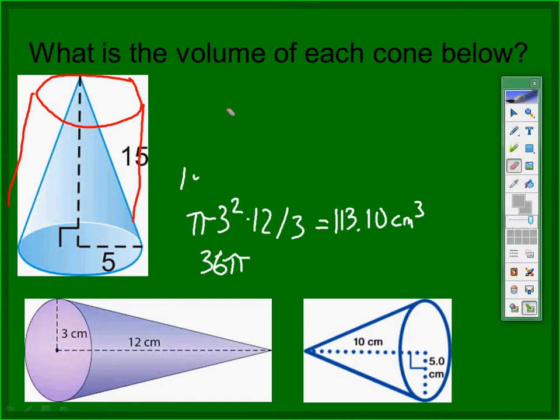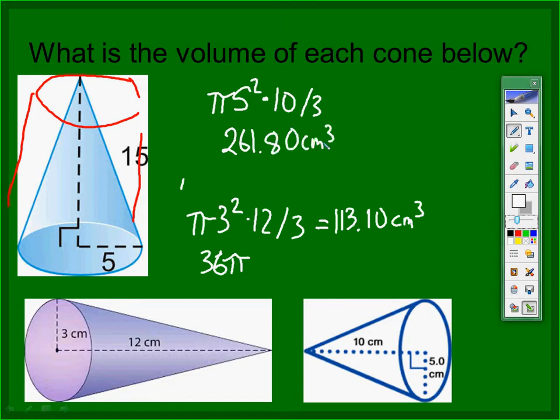And my third example on this page, down here, pi times 5 squared, that's my radius. That gives me the area of the base times the height, divided by 3 because it's a cone. I would end up with 250 divided by 3 times pi. Pi times 5 squared times 10 divided by 3 equals 261.80, and that would be in cubic centimeters. Area of the base times the height gives me the volume of the cylinder, and then it's a third of that, so I divide by 3.